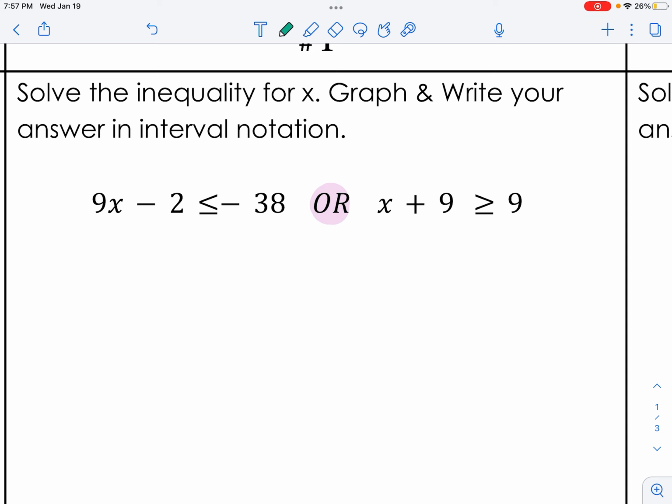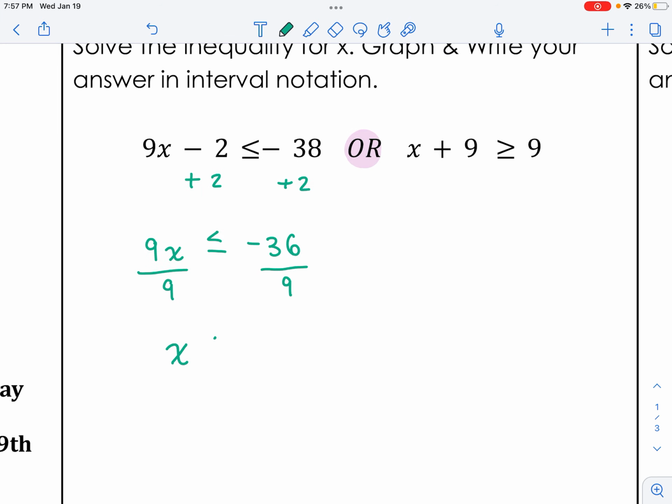I'm going to go through this kind of quickly, just the solving, because you've seen this, and you can copy it down as you go or correct your work. I'm going to add 2 to both sides. That gives me 9x is less than or equal to negative 36. Now I got to divide by 9 on both sides, so I am left with x is less than or equal to negative 4. I always want to keep my OR in there. And then on this last one, not too bad, I subtract 9 on both sides, so I'm left with x is greater than or equal to 0.